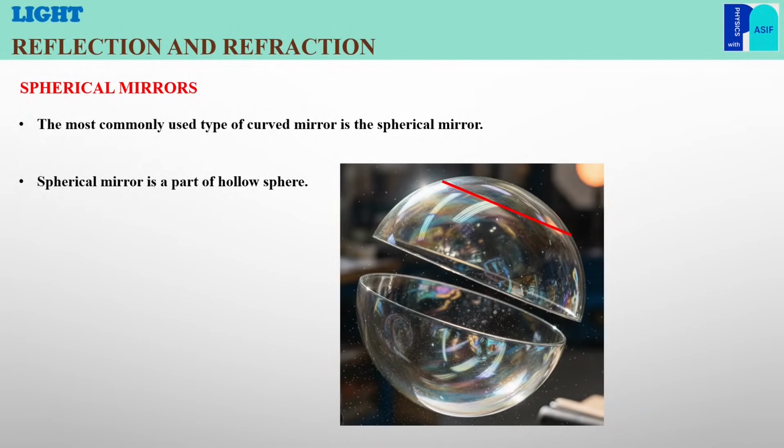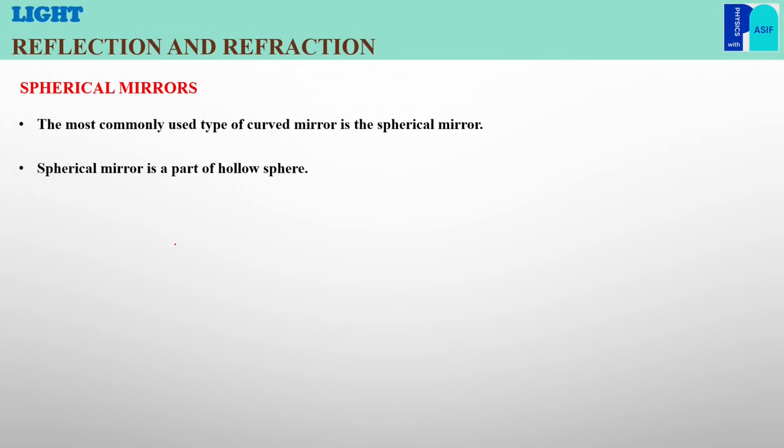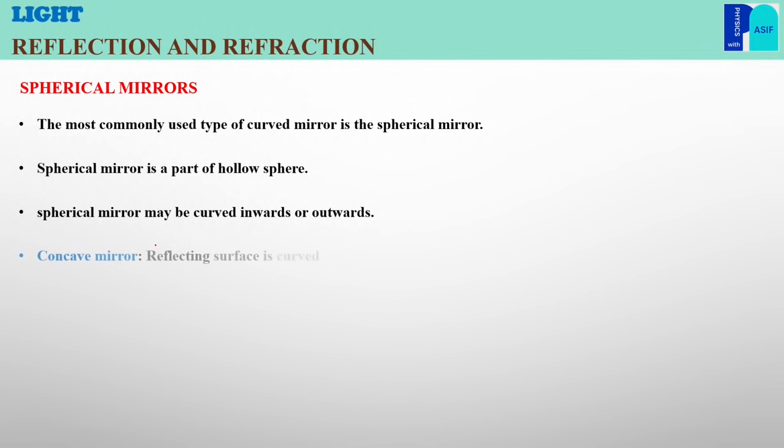But the properties of the image formed will be different in both cases. Therefore, two types of mirrors are possible. One is the concave mirror, the other one is the convex mirror. The first one, the concave mirror. In the case of a concave mirror, the reflecting surface is curved inward, and the reflecting surface faces toward the center of the sphere.